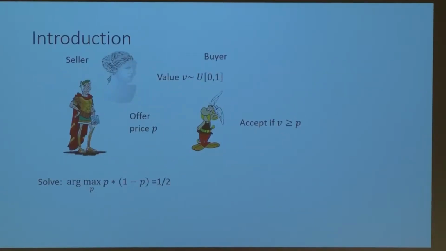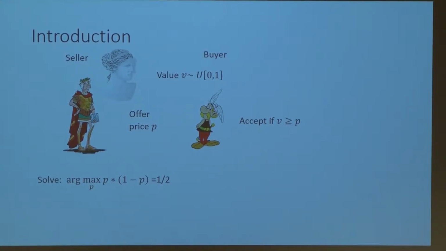So first, this is an example we're all familiar with. We have a single seller and a single buyer. The seller is trying to maximize revenue, and the buyer is trying to maximize their utility. In this case, we assume that the value of the buyer is drawn from a uniform 0-1 distribution. And the seller has to solve this problem. And the optimal price to place is equal to 1/2.